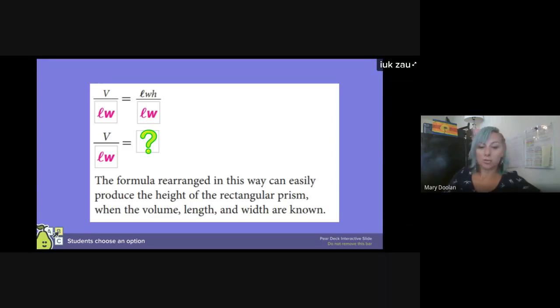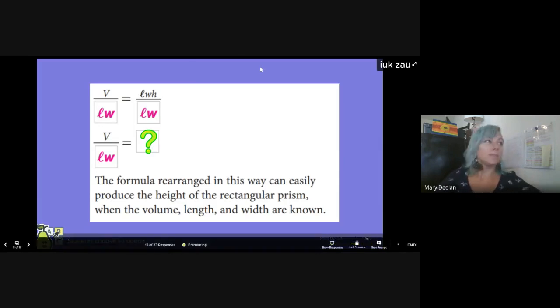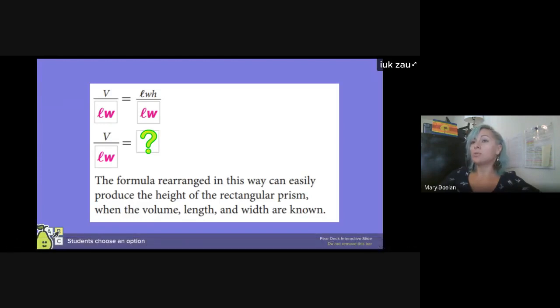I have 9 of 23 responses. So it's multiple choice. All you got to do is pick one. So go to your Pear Deck tab and choose. Is it going to be L that's left over? Is it W that's left over? Or is it H that is left over?